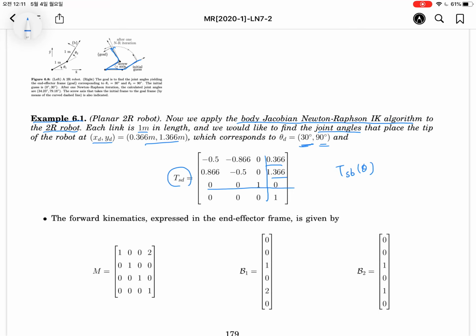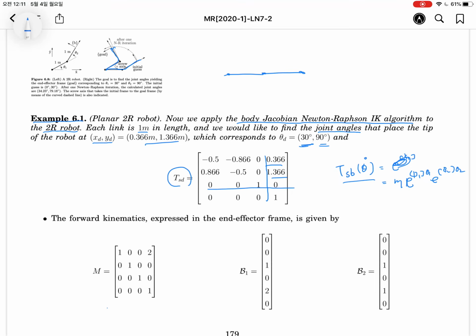Here we can write down the TSB as a function of theta. Maybe the initial TSB can be calculated. Okay, maybe e^(S2) M e^(B1 theta 1) e^(B2 theta 2) as a body form POE.